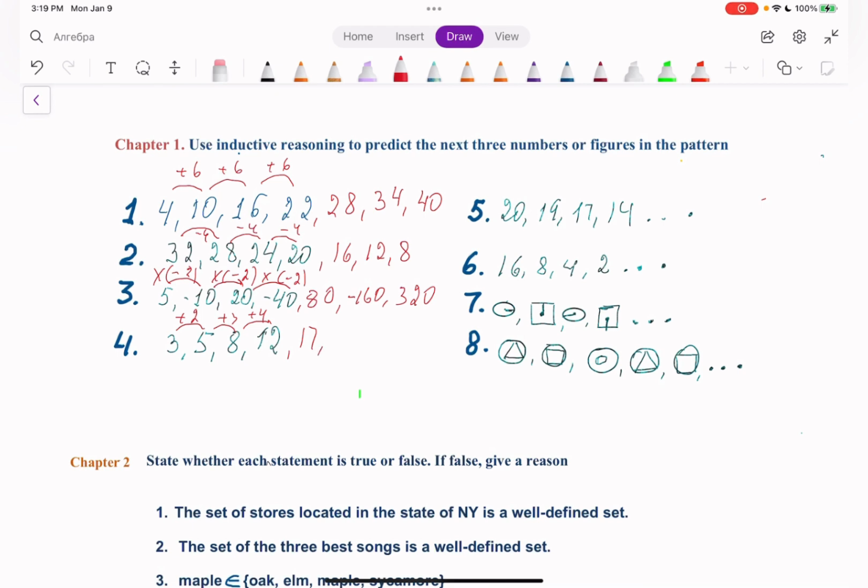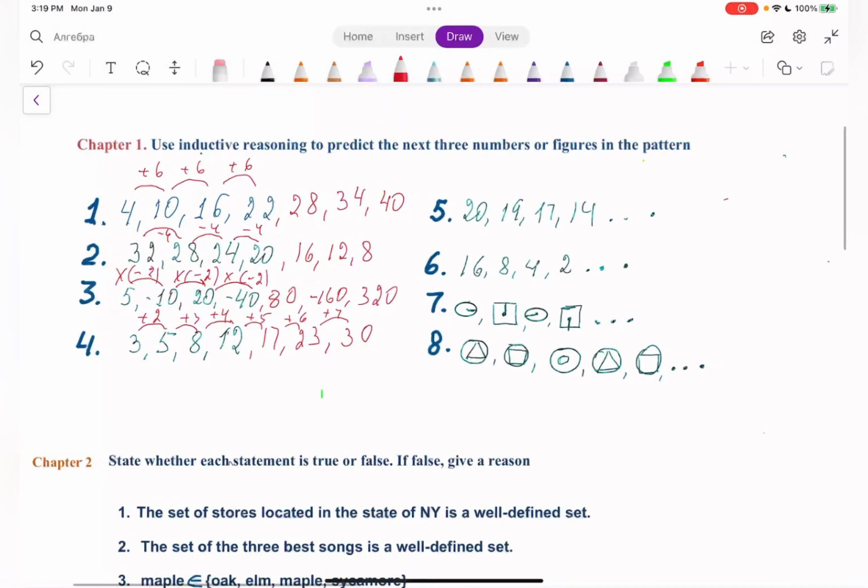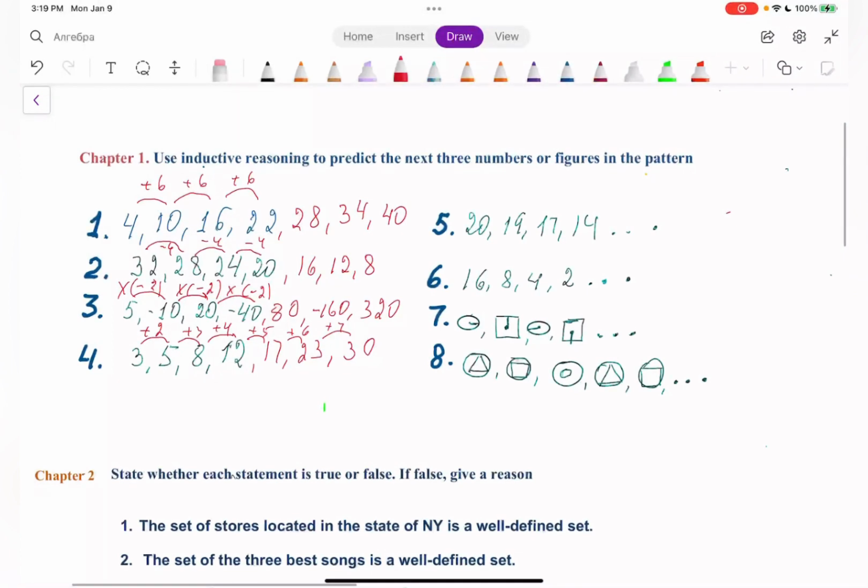17 plus 6, it's going to be 23. 23 plus 7, it's going to be 30. Okay, so you add 2 plus 3 plus 4, here plus 5, plus 6, plus 7. Okay. Moving to question number 5.